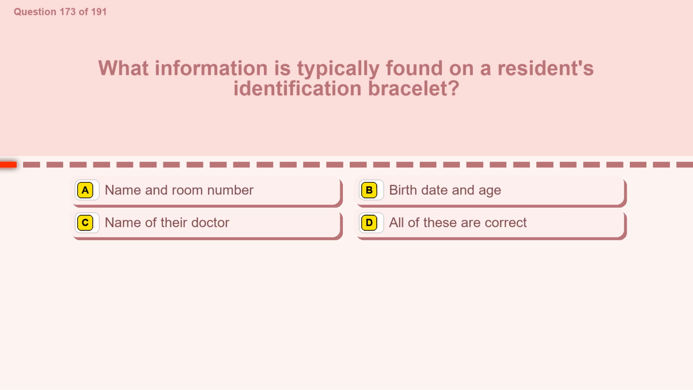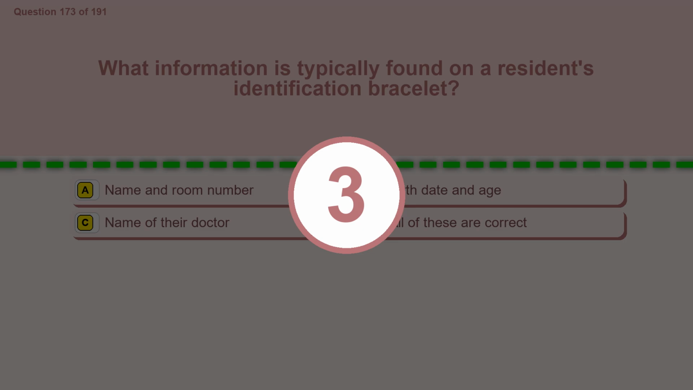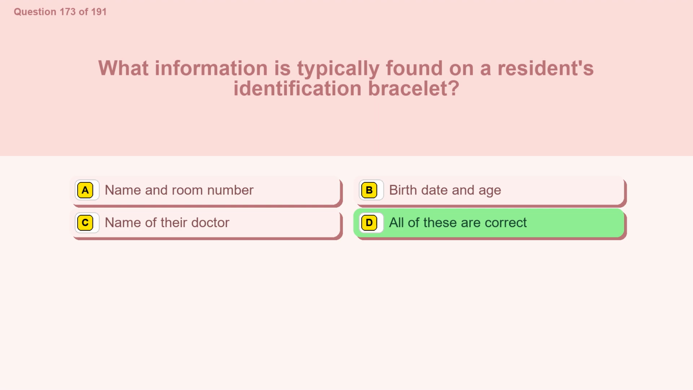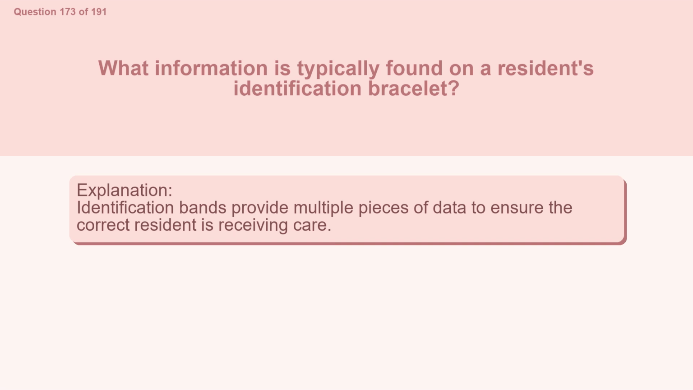Question 173. What information is typically found on a resident's identification bracelet? Option A, name and room number. Option B, birth date and age. Option C, name of their doctor. Option D, all of these are correct. The correct answer is option D. All of these are correct. Identification bands provide multiple pieces of data to ensure the correct resident is receiving care.